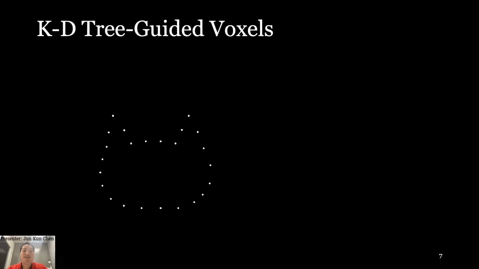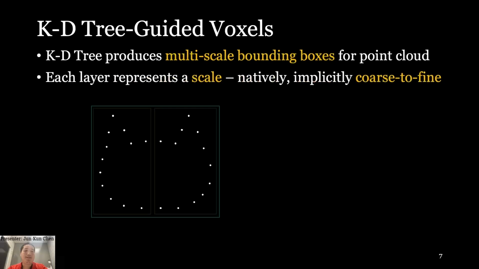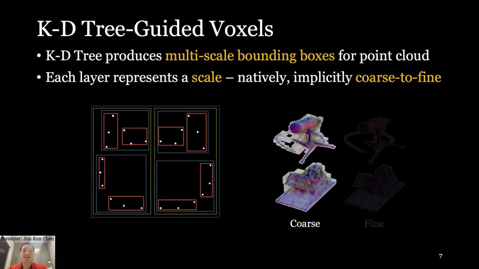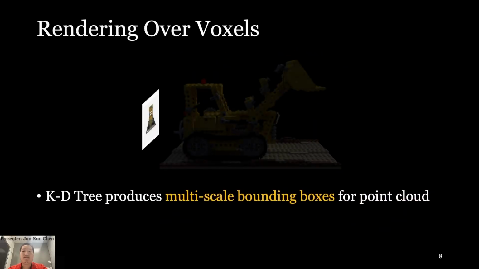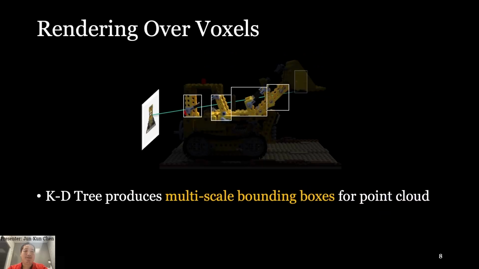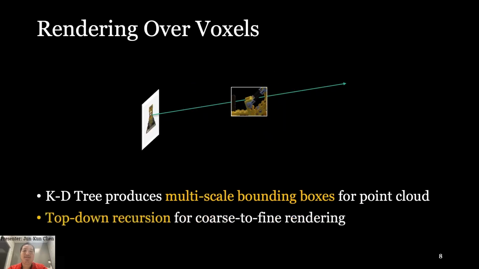NeRF requires a data structure to skip empty space and focus on crucial parts, where Point-NeRF uses a single-scale method to construct bounding boxes. As an improvement, we use a KD tree to produce multi-scale bounding boxes, or voxels. Each layer represents a scale, making a top-down process of the tree a native cost-to-find approximation of the shape. We render over the KD tree guided voxels by only sampling in the voxels at a layer via top-down recursion, which implicitly applies a cost-to-find rendering.